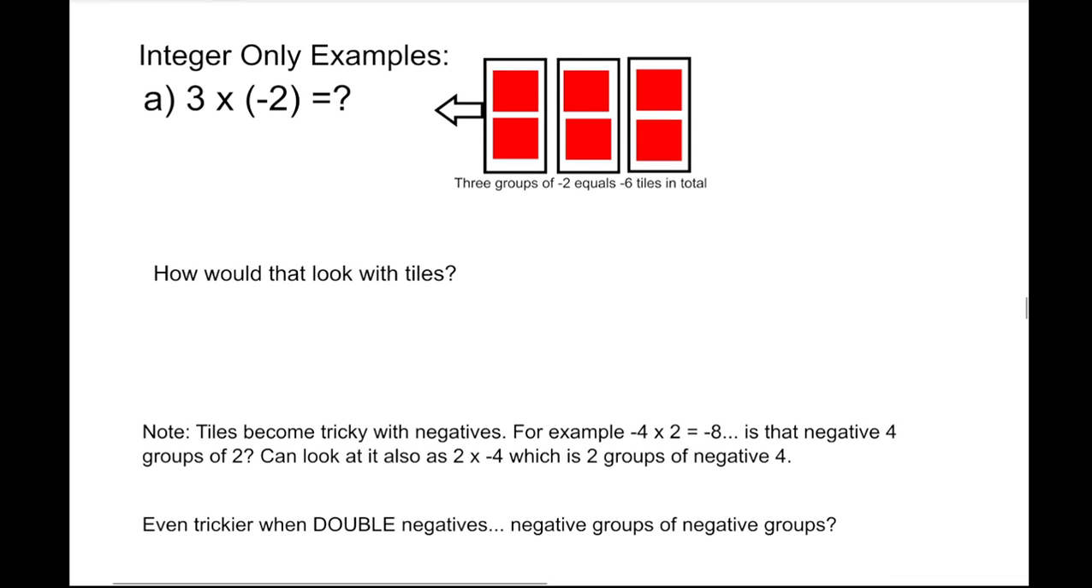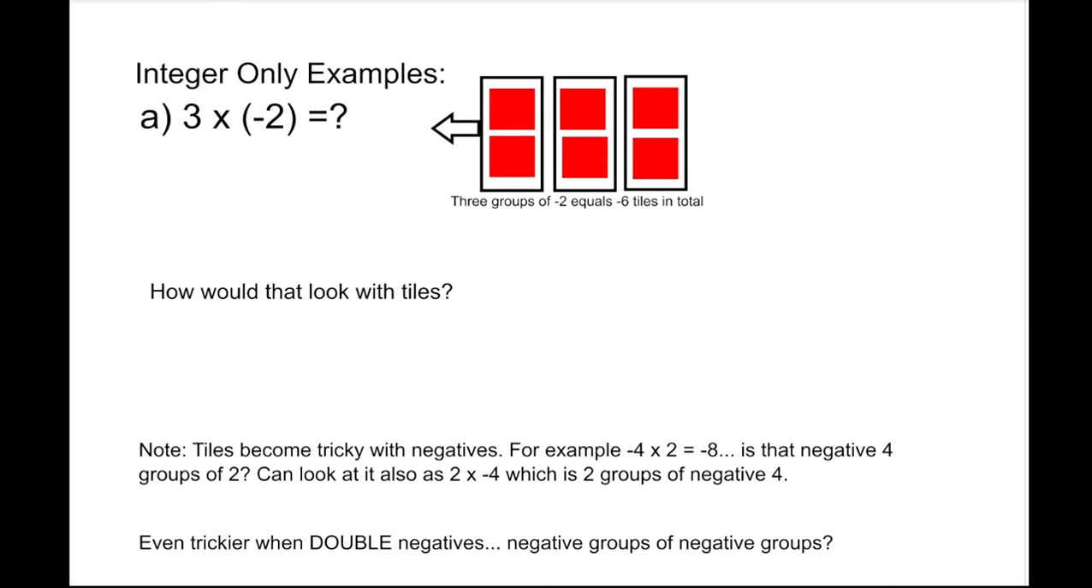If we look at integer-only examples, it might be a little bit difficult when dealing with negative ones. So if we have 3 times negative 2, well, that means we have 3 groups of negative 2, which equals negative 6 tiles in total. Right, so we do have an example of what that would look like.